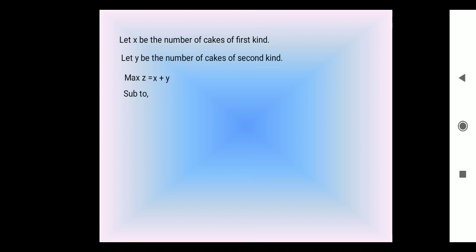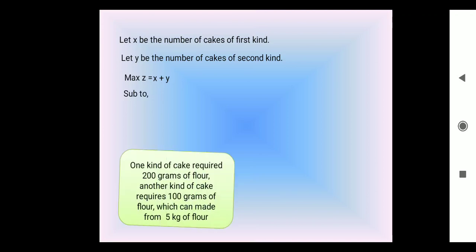Now we have to consider a constraint from the data: one kind of cake requires 200 grams of flour, another kind of cake requires 100 grams of flour, which can be made from 5 kg of flour. Here, one thing you need to remember is that we have two units here, that is grams and one more in kg.